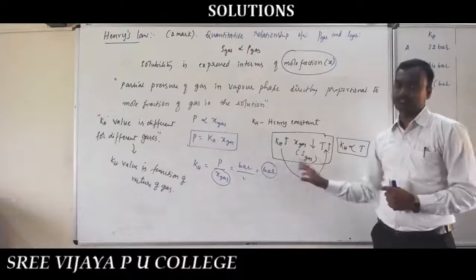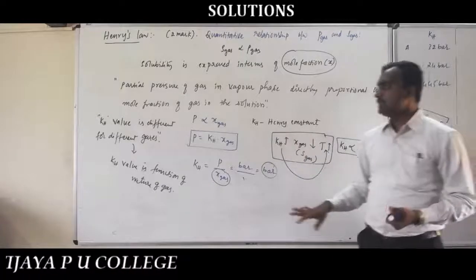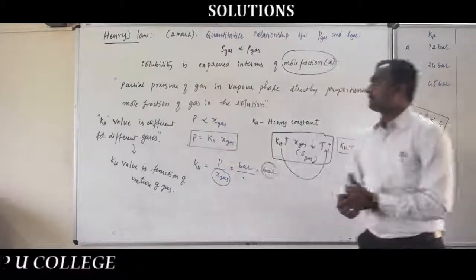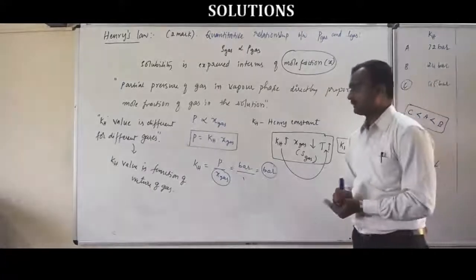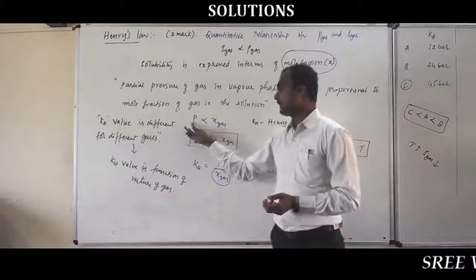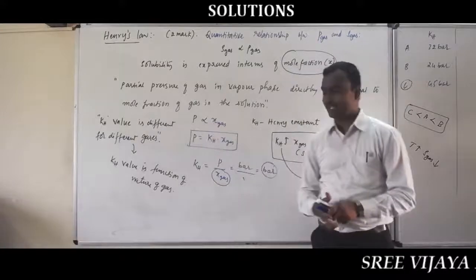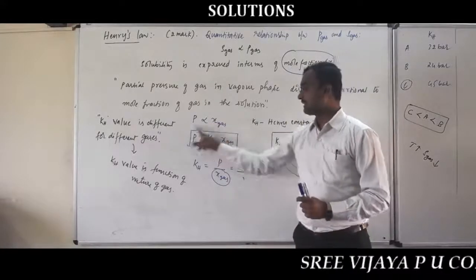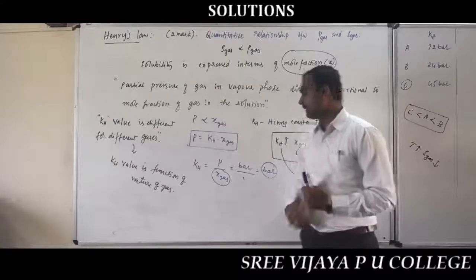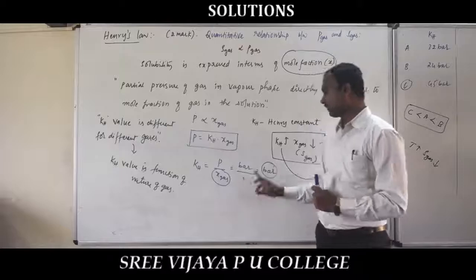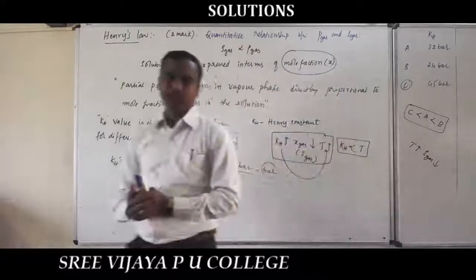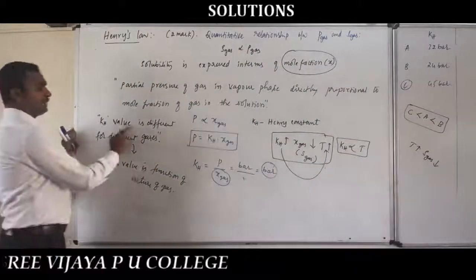molecule solubility of gas molecule, that is very, very important. So that is Henry's law: partial pressure of gas in vapor phase is directly proportional to mole fraction of the gas in the solution. Taking proportionality, P is proportional to mole fraction of gas, so P is equal to KH into X. This is the mathematical expression for Henry's law and based on this we can find out the KH unit. Henry's constant unit is bar, sometimes they say kilobar.